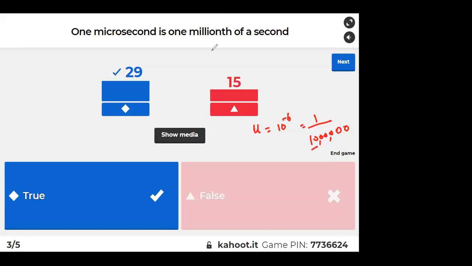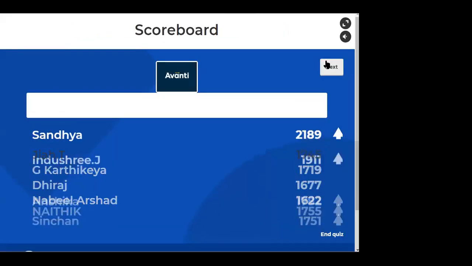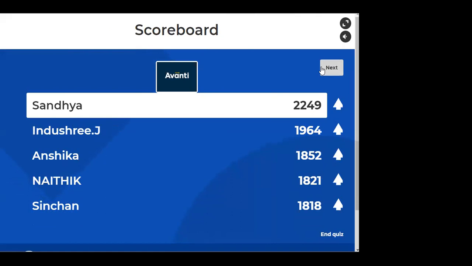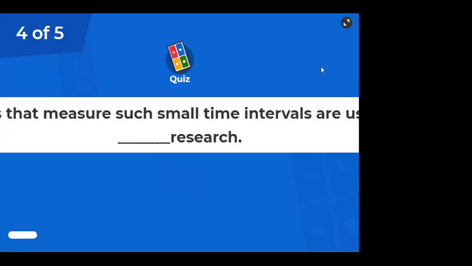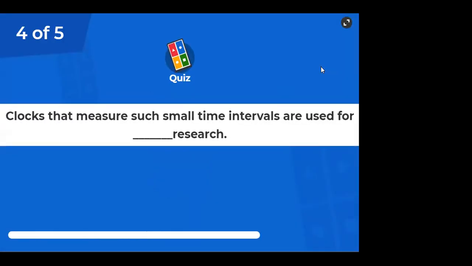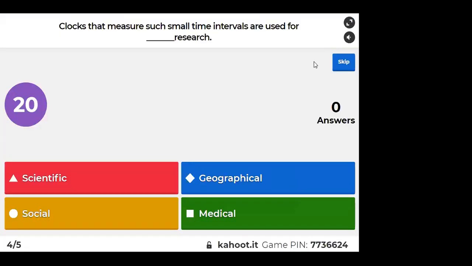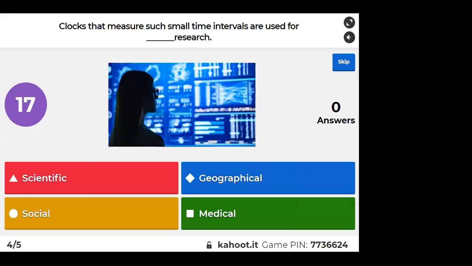Aditya, message in the chat box, Aditya. If you're not able to join, message in the chat box. Okay? Next. Clocks that measure such small time intervals are used for dash. Tanuja, just message the chat box, Tanuja.